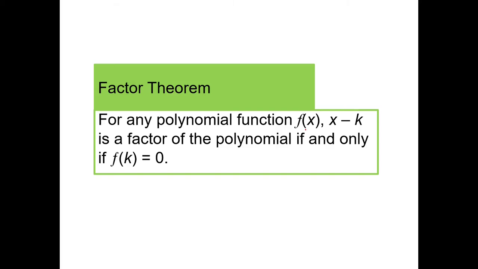The factor theorem states, for any polynomial function f of x, then x minus k is a factor of the polynomial if and only if f of k equals 0. So the factor theorem is very similar to the remainder theorem. If f of k is equal to 0, then x minus k is a factor or a divisor of the polynomial.